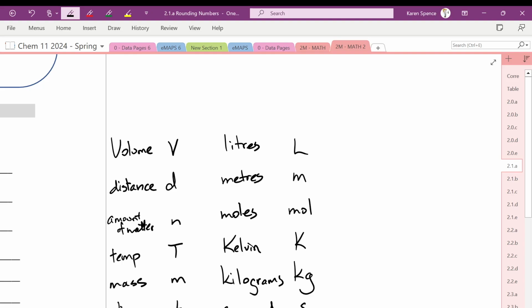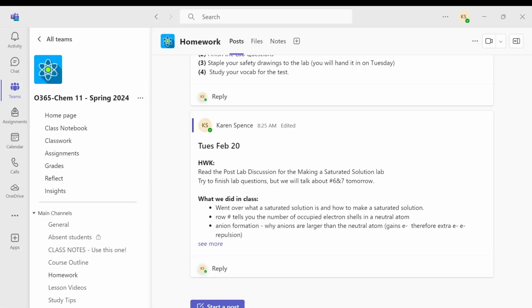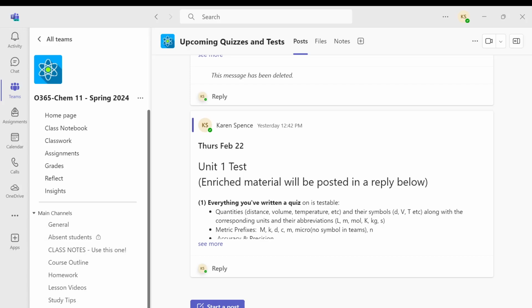Accuracy, precision. I think everything's on that. It's on Teams. Yes? You guys know where to look on Teams? Over in upcoming quizzes and tests? I'll put the enriched material in a reply below.